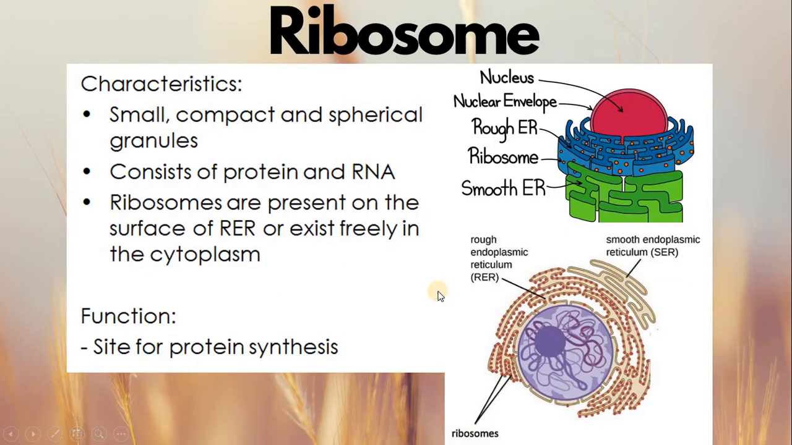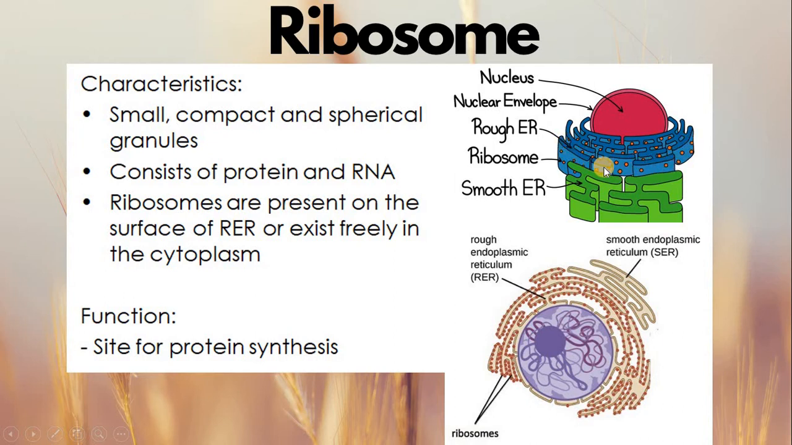Okay, next we go to the ribosome. Ribosome is a small, compact and spherical granules. Consists of the protein and RNA. Ribosomes are present on the surface of RER or exist freely in the cytoplasm. Okay, so the ribosome attached to the RER here.